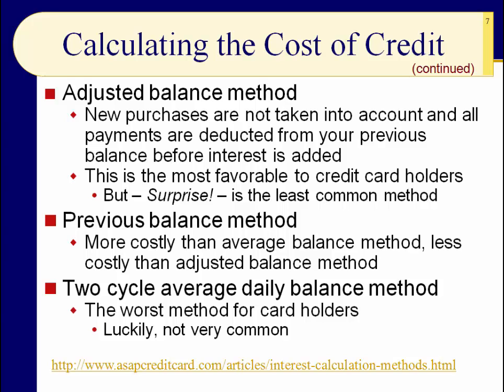The second method is the previous balance method. It is more costly than the average balance method, but less costly than the adjusted balance method. And there is the two-cycle average daily balance method, and this is the worst method for card holders. American Express uses this method, so luckily they're not that common.